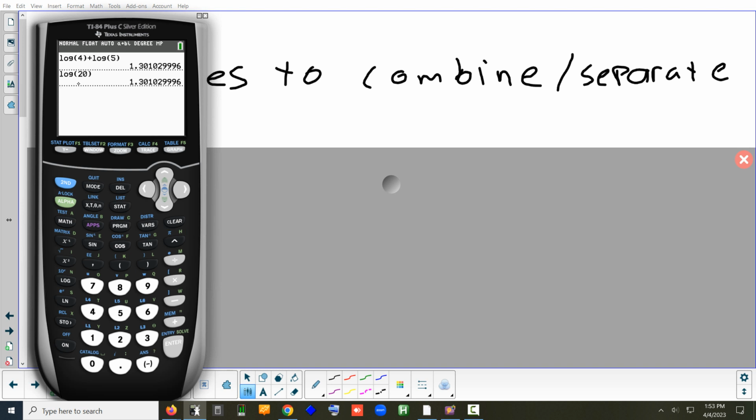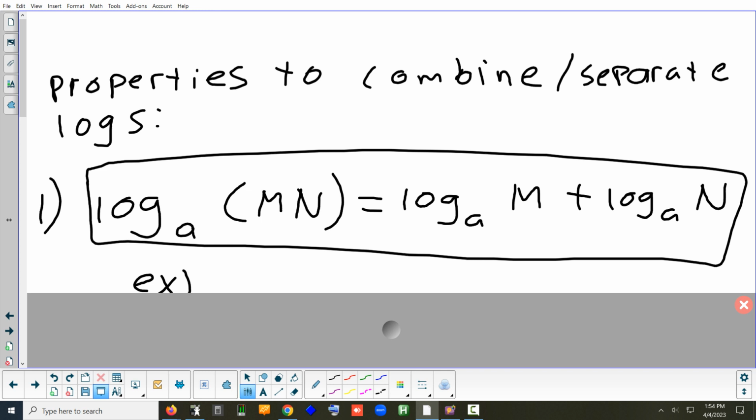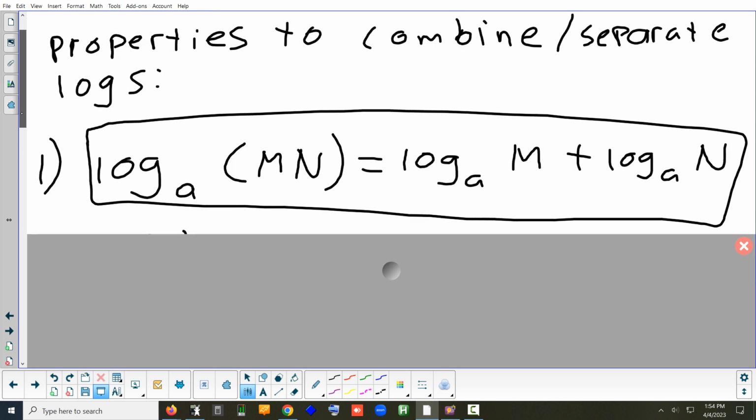So what if I had like log 3 plus log 6? What would that be the same as? Log of 18. So you don't add these two together. You might think, oh, 3 plus 6 is 9. That's not how it works. You multiply them. So if you have two logs that are being added together, you can combine them into a single logarithm by multiplying what's here times what's here.